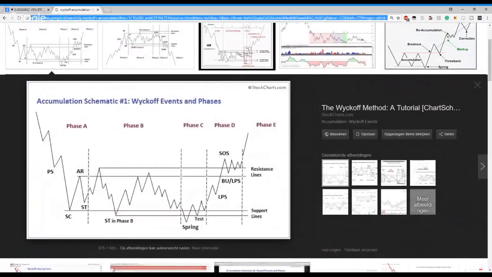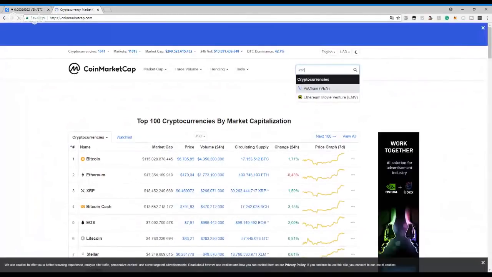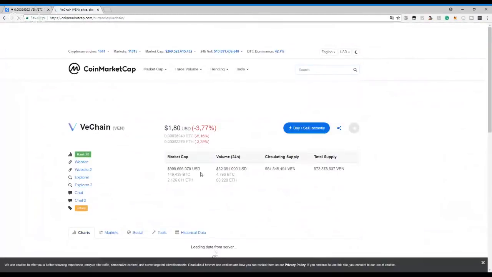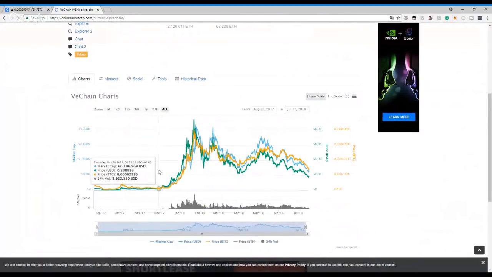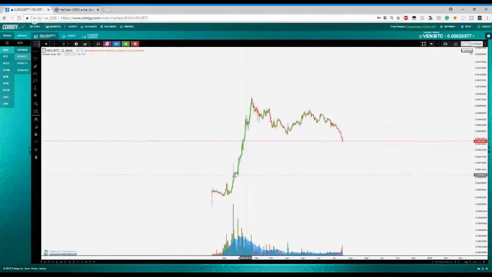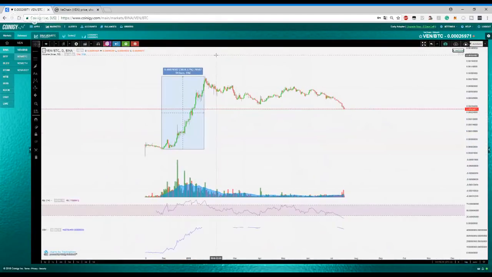Let us go to CoinMarketCap, and there's something I have to explain about VeChain. Currently sitting at a market cap of 1 billion and started out at a market cap of 66 million not so long ago. The thing here about VeChain is as follows. This thing pumped 4,000% in 1.5 months. This is not something that is normal.